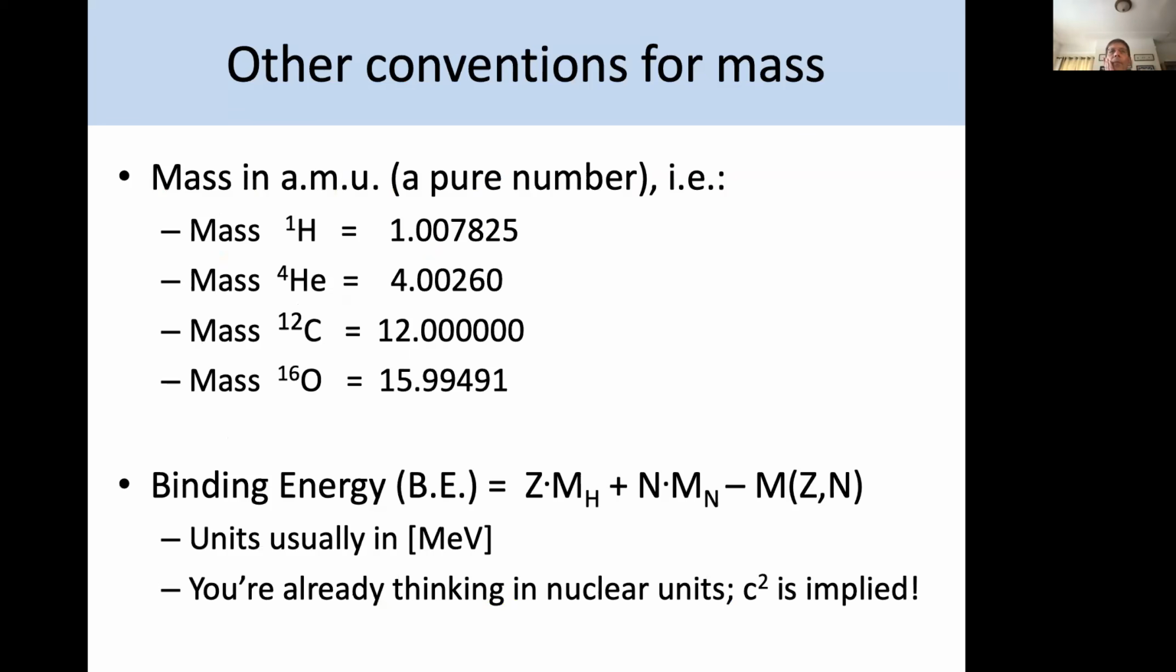Now, there are three ways one normally talks about masses, or that you will run into in compilations of masses, tables of masses. The one you will see in the chart of the nuclides is what's called mass excess. But you will also see masses sometimes listed in AMU.